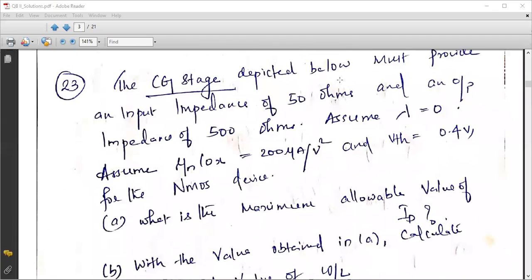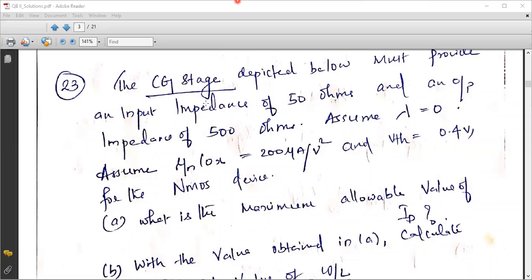Now coming to the next question. Second question, 23rd question of the question bank. Here it is explicitly mentioned, it is a common gate stage, CG. If it is not mentioned also, you should be able to identify by observing the figure that it is a common gate. Understood, students? How will you observe that it is a common gate? How will you confirm it?